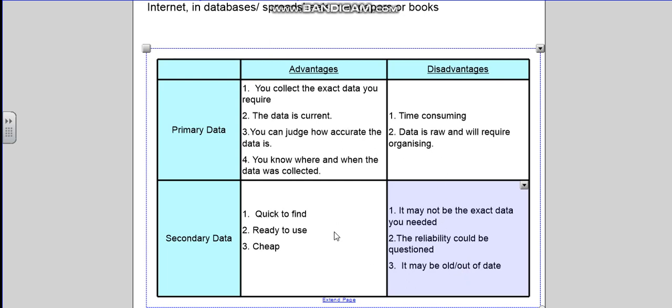So what I suggest is you just copy that table into your notes, okay? Because in questions in GCSE papers, they often ask about which would be the best data to use and why, okay? So you just need to be aware of those advantages and disadvantages. Okay, so press pause and get that into your notes.